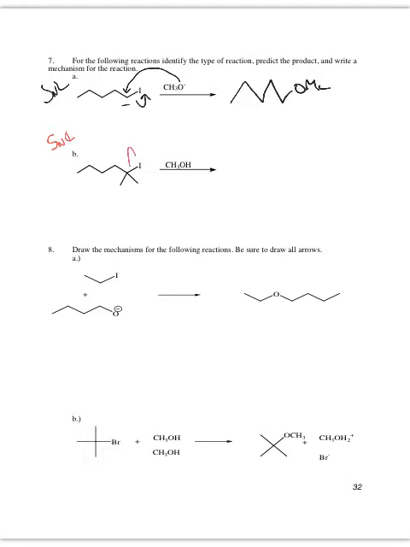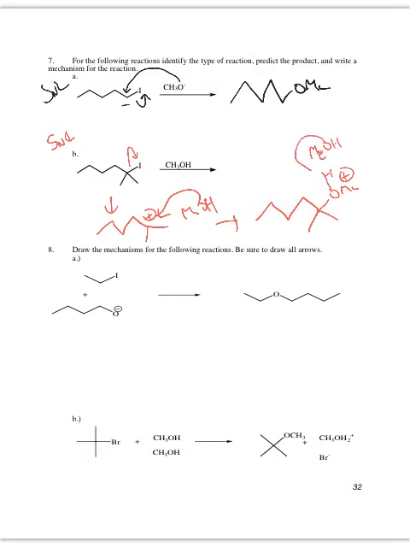So the first step's going to happen, the leaving group leaves, forming the cation, and then methanol will add to that cation, forming our ether, with a positive charge on it, and then another equivalent of methanol will grab that extra hydrogen to give us our final answer. So with the tertiary one, it's an SN1 mechanism.